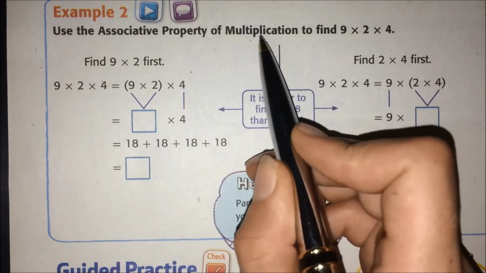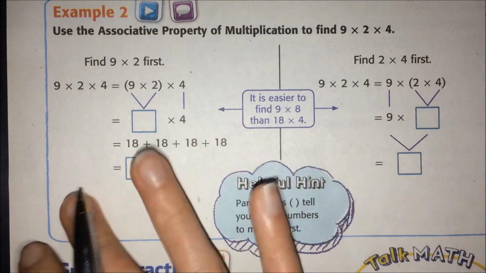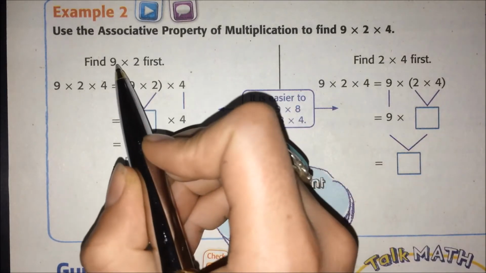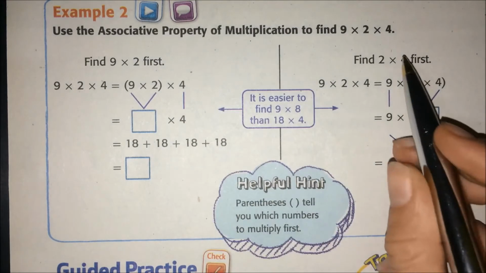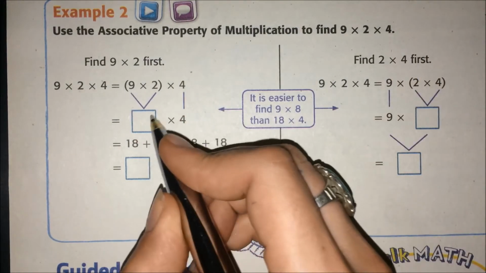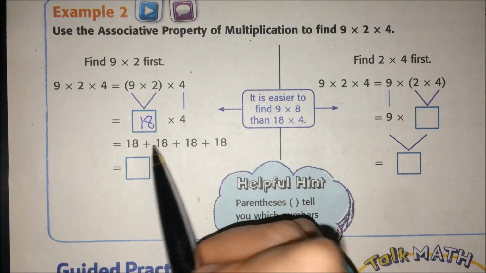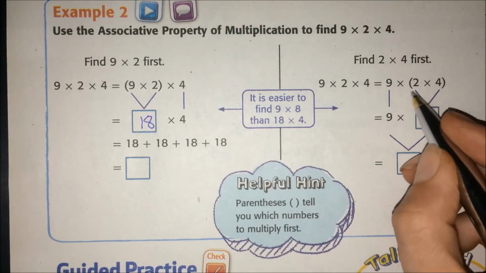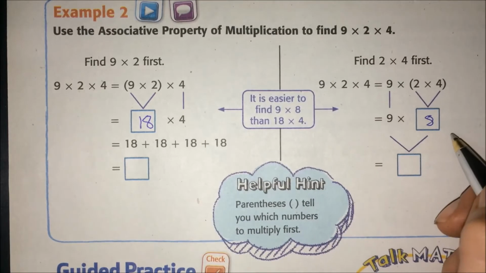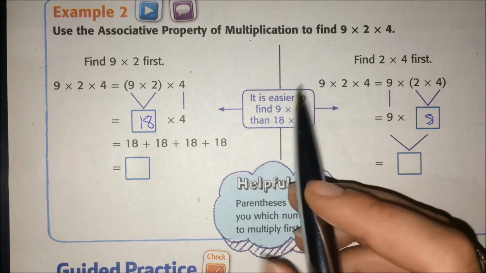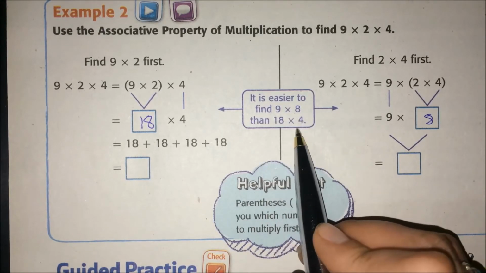Okay, so it's saying use the associative property to find 9 times 2 times 4. And again, there's two ways. You could do the 9 times 2 first, or the 2 times 4 first. 9 times 2 is 18. And then you do 18 times 4. Or you can do 2 times 4 first, which would be 8. And then you have 8 times 9. Now, they're saying it's easier to find 9 times 8 than 18 times 4.